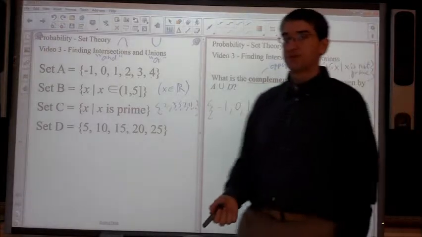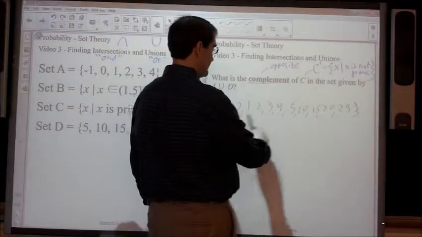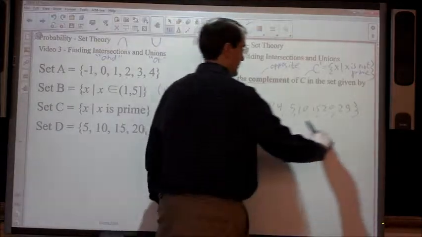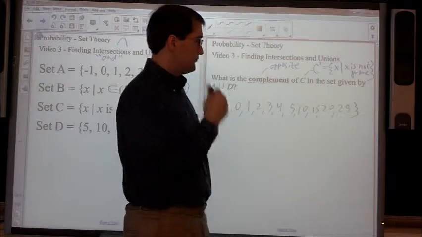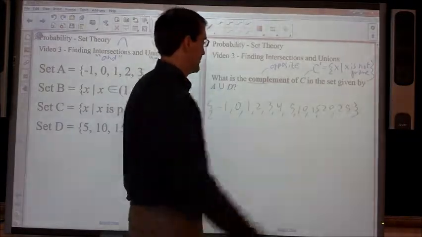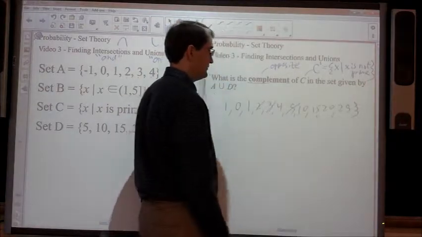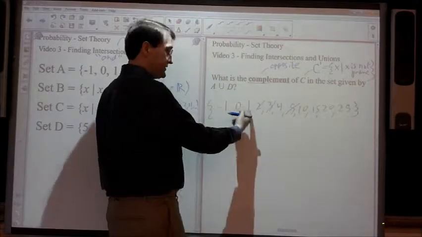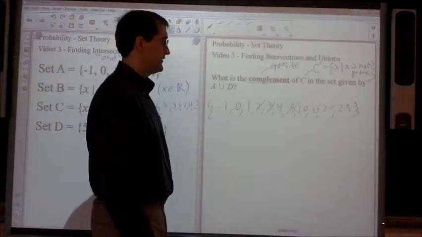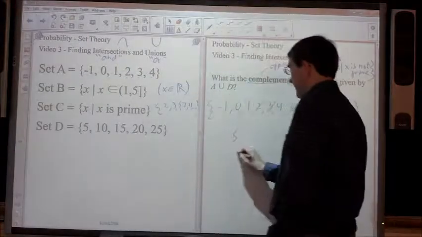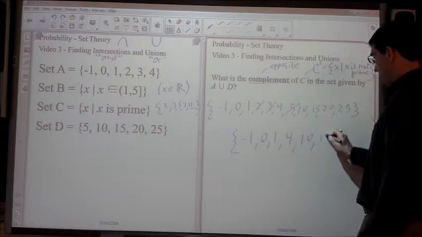So that's what we're asking to do. We're asking to say, in this set here, which numbers are not prime? Easy enough to do. I'm just going to cross out the numbers that are prime. 2 is prime, 3 is prime, 5, and that's it. 1 is not technically a prime number. 0 is not prime. -1, that doesn't count either. So the complement then is -1, 0, 1, 4, 10, and then 15, 20, and 25.